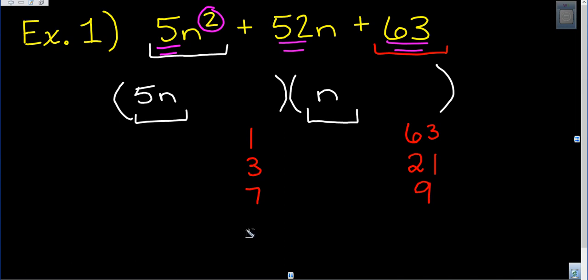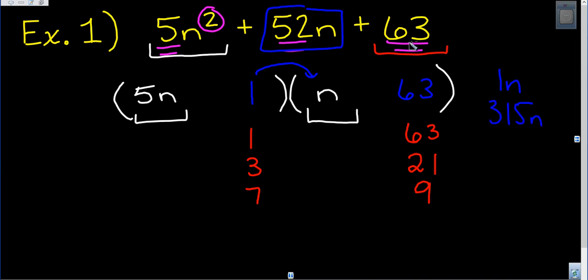It is our task to figure out which pair of numbers is going to help me achieve a 52n. And here's how multiplying polynomials will help you. We're going to imagine that this number is a 1 and that this number is a 63. If I multiply this together, I would get 1n, and I would get 63 times 5, which is a very large number.